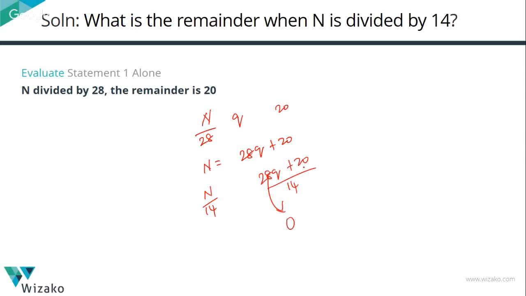So the only thing that we'll have to bother about is, what is the remainder when 20 is divided by 14? The remainder is equal to 6. So the final remainder is a unique number, which is 6. So statement 1 alone is sufficient. Our answer is either A or D. To decide between these two, let's look at statement 2.